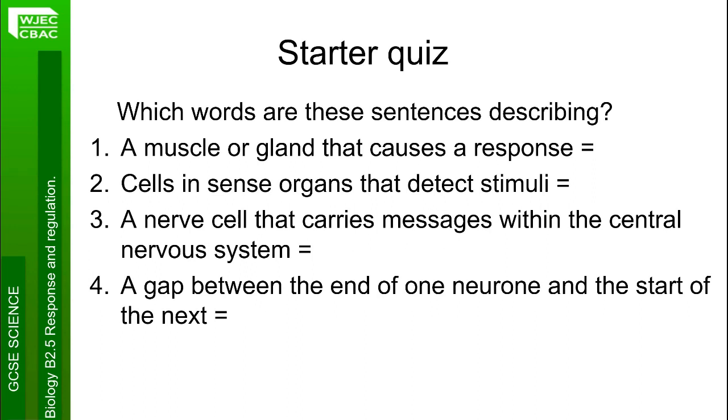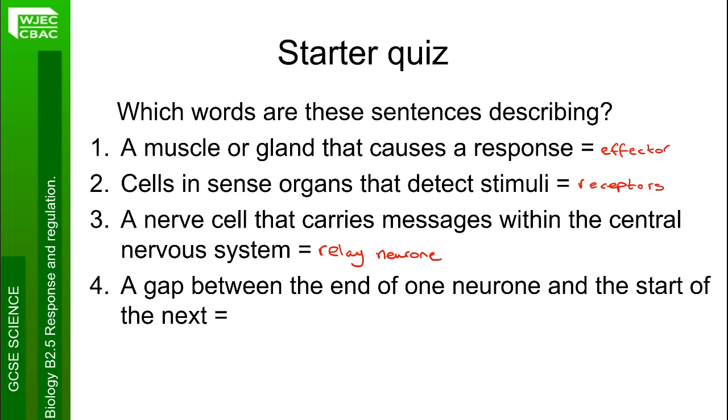Okay, so if we have a look at number 1, a muscle or gland that causes a response would be referred to as an effector. Cells in sense organs that detect stimuli would be receptors. The third one, a nerve cell that carries messages within the central nervous system, that would be a relay neuron, which is going to be important for this lesson.